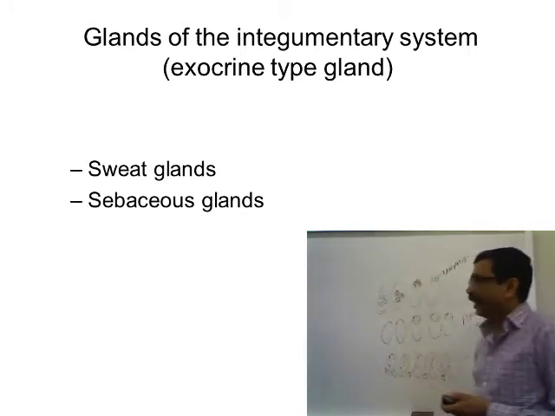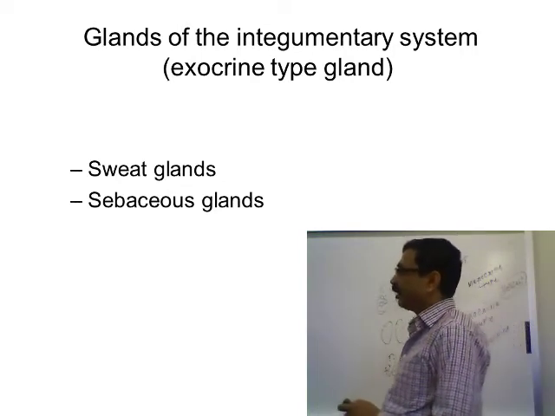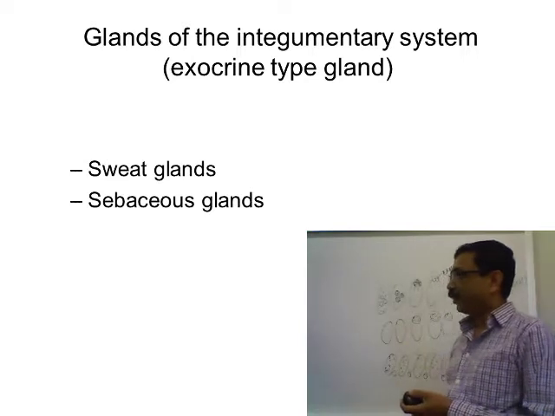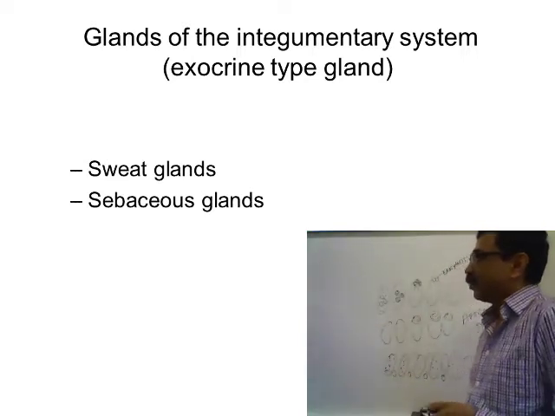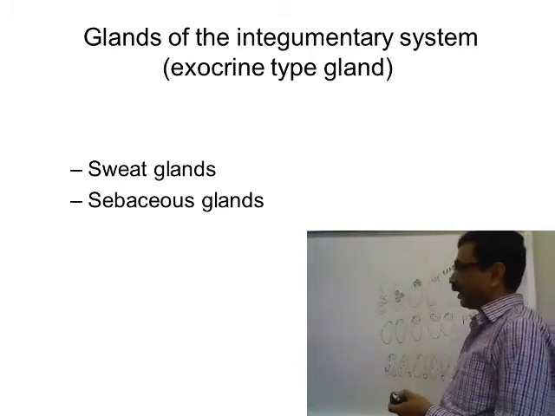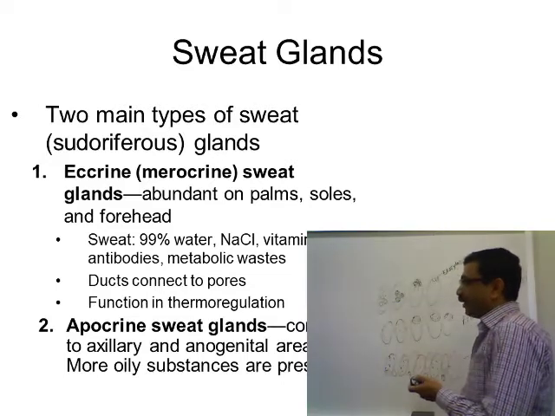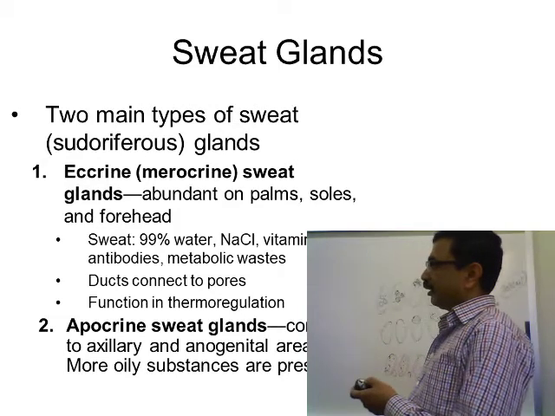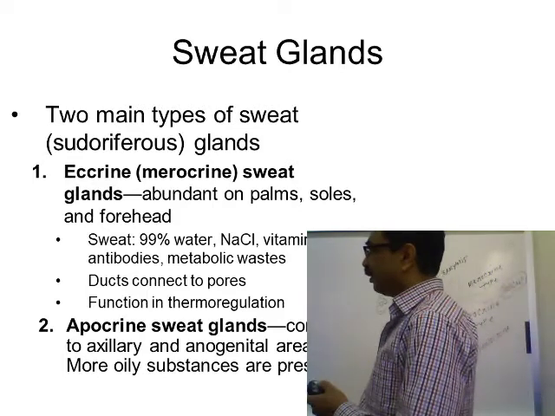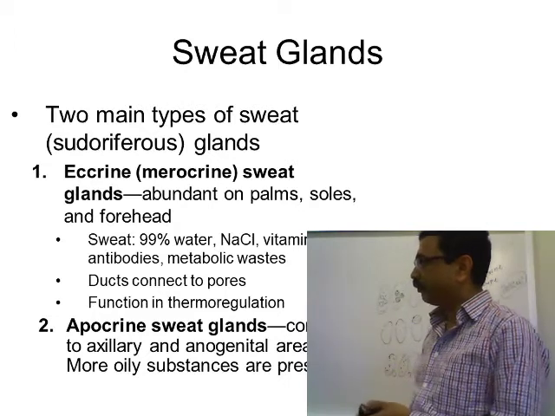Now, eccrine sweat glands secrete sweat. So, sweat is secreted by eccrine sweat glands. Sweat is 99% water. That means mainly water. I mentioned it before. And that's why when sweat gets out from the body, it takes a lot of heat out with it. Sweat also has metabolic waste, antibodies, vitamin C, and sodium chloride. Sodium chloride is the salt. We have talked about that, right? If you touch the sweat with your skin, it's salty. And metabolic waste, we have also talked about this. But remember, vitamin C and antibodies are present there too. Function is thermoregulation. We already know that sweating lowers the body temperature. So that is thermoregulation. Thermo means temperature regulation.